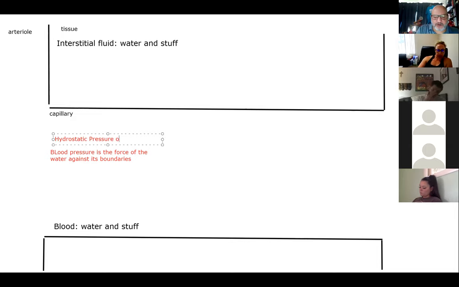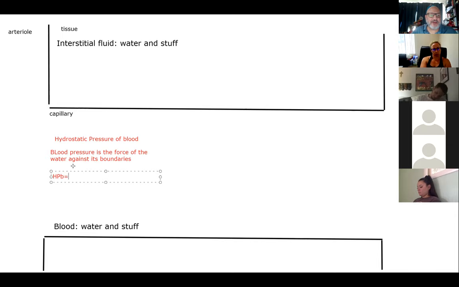So we have this hydrostatic pressure of the blood, which is essentially the blood pressure. All right? Water pushing against its boundaries. And I will tell you right now that there is a capillary gradient. I don't know if anybody remembers what we said it was, but the hydrostatic pressure, the blood pressure in the blood at the arterial end of the capillary is about 35 millimeters of mercury, whereas at the venule end, the hydrostatic pressure of the blood is about 17 millimeters of mercury. And if you remember, we need this pressure gradient to get the blood to move from one side of the blood vessel to the other.